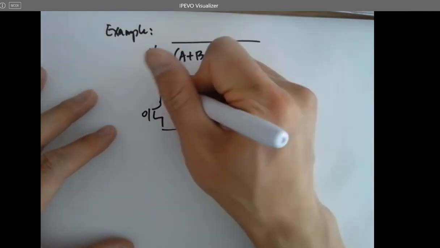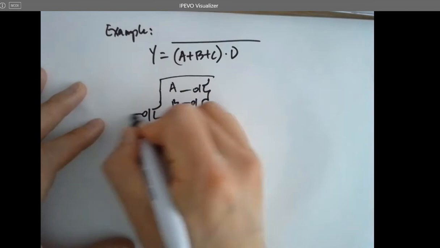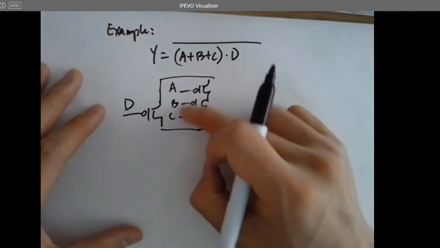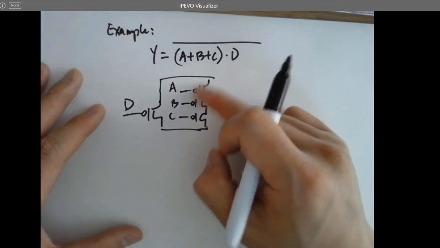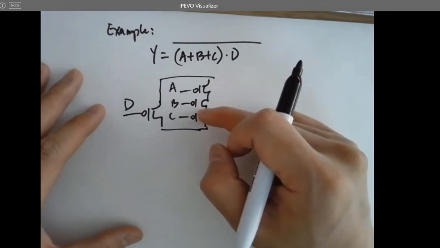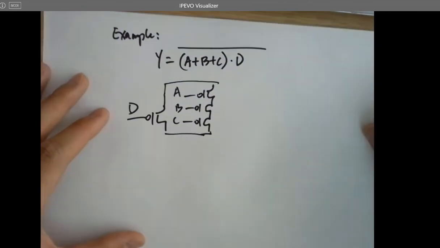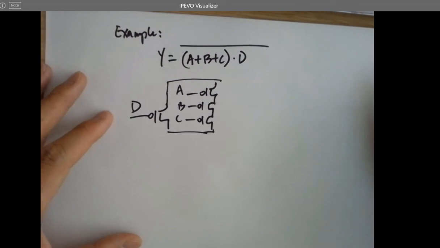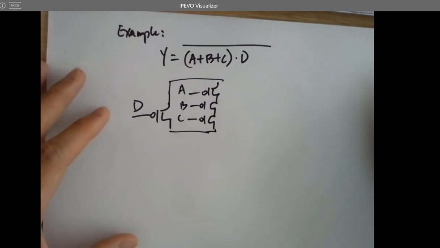A, B, C, D. Doesn't matter which is A, which is B, which is C. Not for now. I'm done for the PMOS. Now the NMOS.